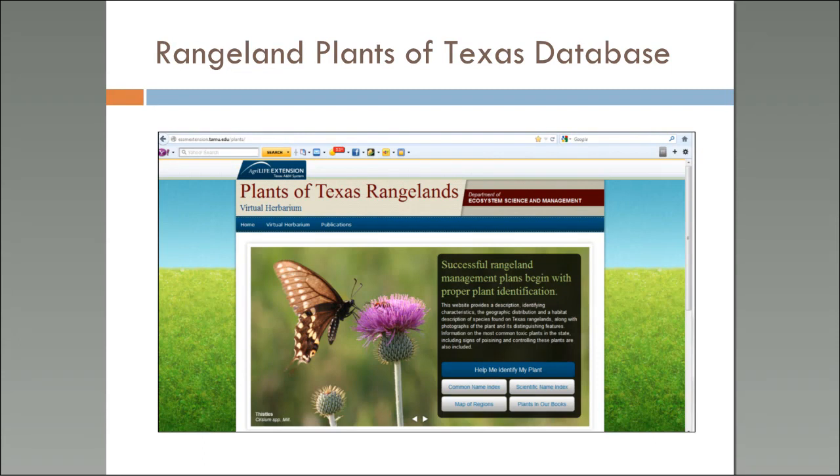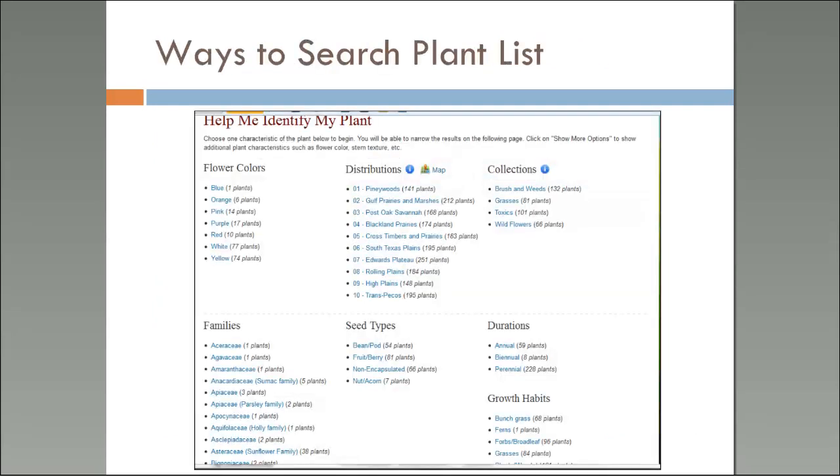One I would highly recommend is put out through our unit. So I guess I'm a little bit biased, but the Rangeland Plants of Texas database, you could just Google that. It's a really good resource. It has a little "help me identify my plant" tool where you can put in characteristics about it. It also has a common name index where you can just look up your plant directly and get information about it. And the reason I like this website, so here's all the characteristics you could select from.